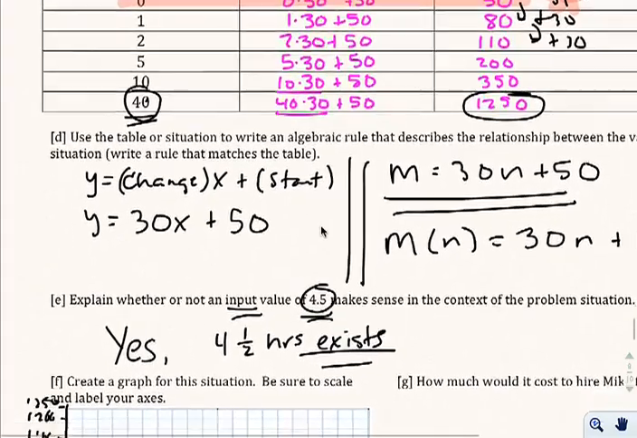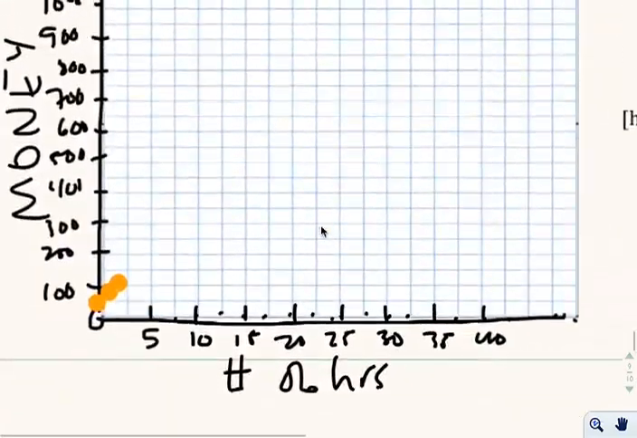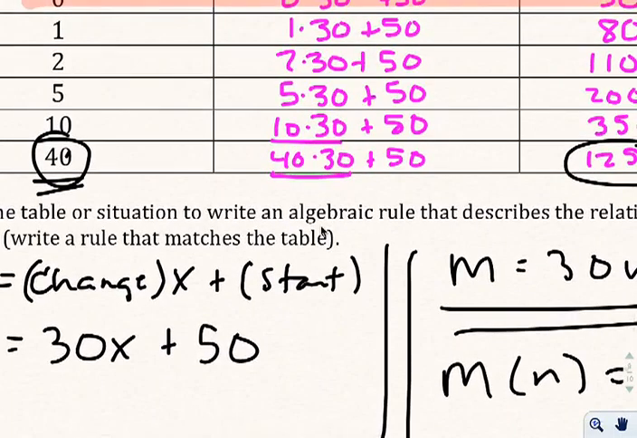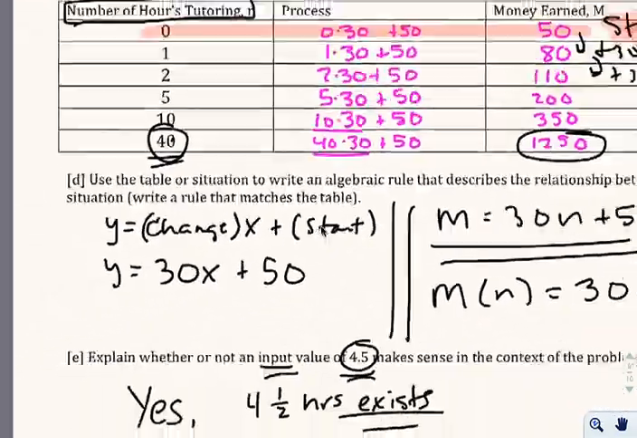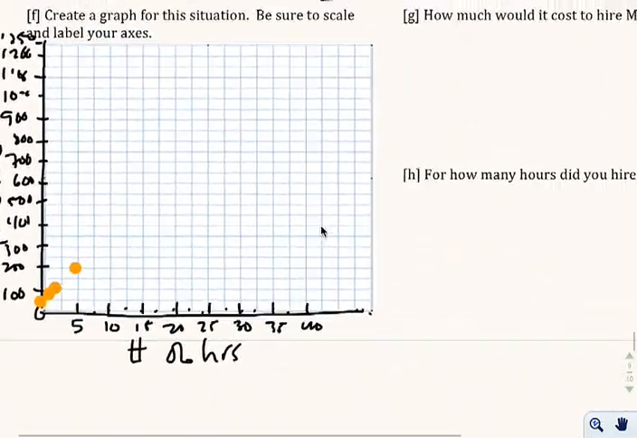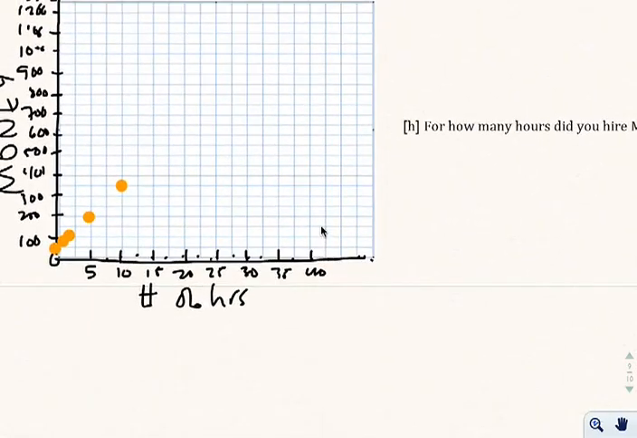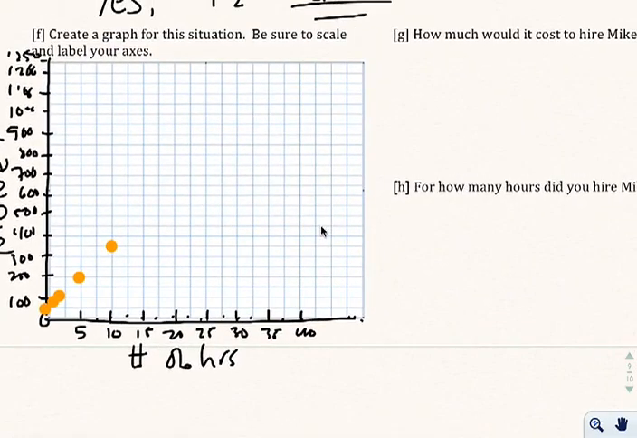5 will get me 200. 10 will get me 350. I'm just looking off my table. So it should be right there in the middle. And then finally 40 gets me 1250. So 40 at the very end of my graph will get me 1250.